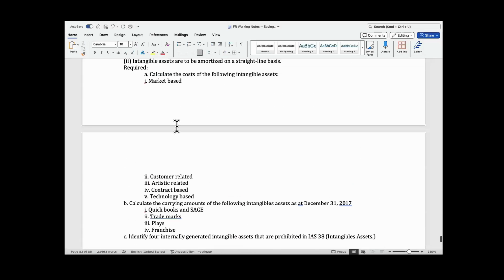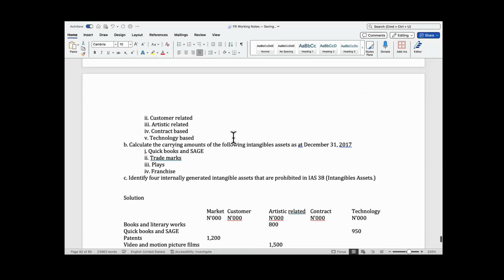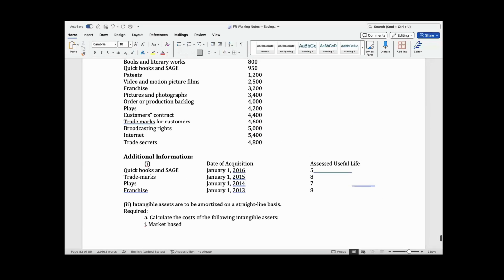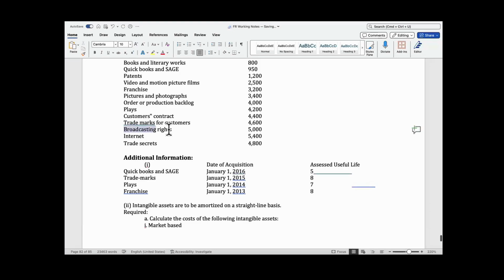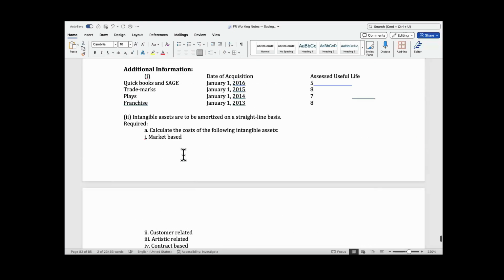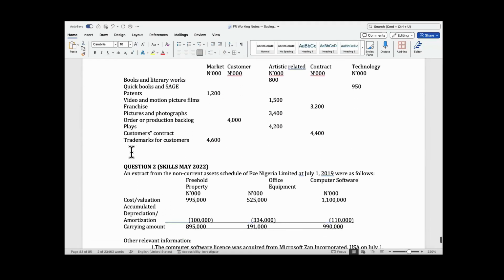How about trademarks for customers? How much was it? 4,600. Let's see. Trademarks for customers. Where would that be? Your trademark is your design. Yeah, I think it should be market too. How about broadcasting rights? 5,000. Still market.